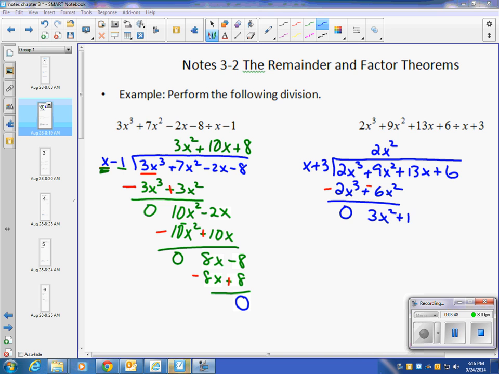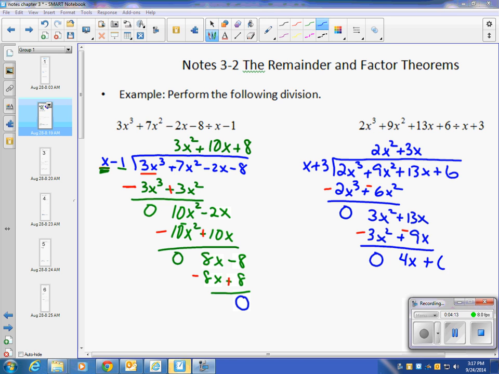Drop the 13x. What times x gives me 3x squared? Well, that's a 3x. 3x times x is 3x squared. 3x times 3 is a 9x. Draw the line and change both signs. We're going to go through and do the subtraction now. Once again, we're on the right track. And we get a 4x.